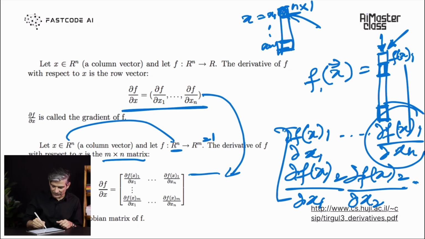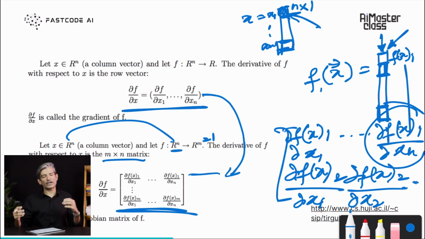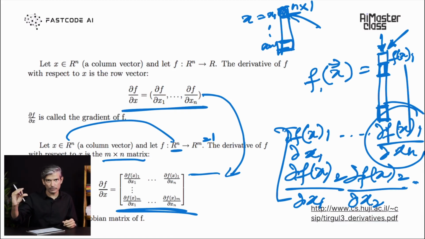What does the last row of my Jacobian matrix show? It shows how much the last component of my output will change as I wiggle the different components of my input. And that is it. That is all that there is for Jacobians and gradients.